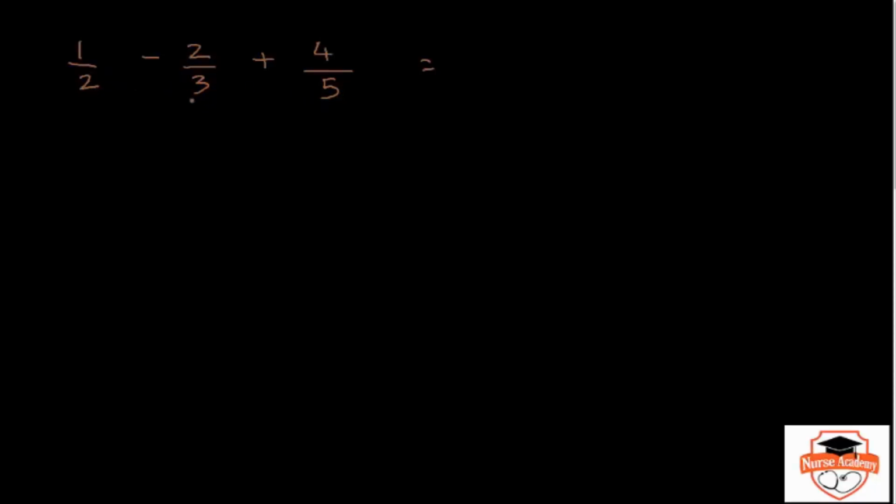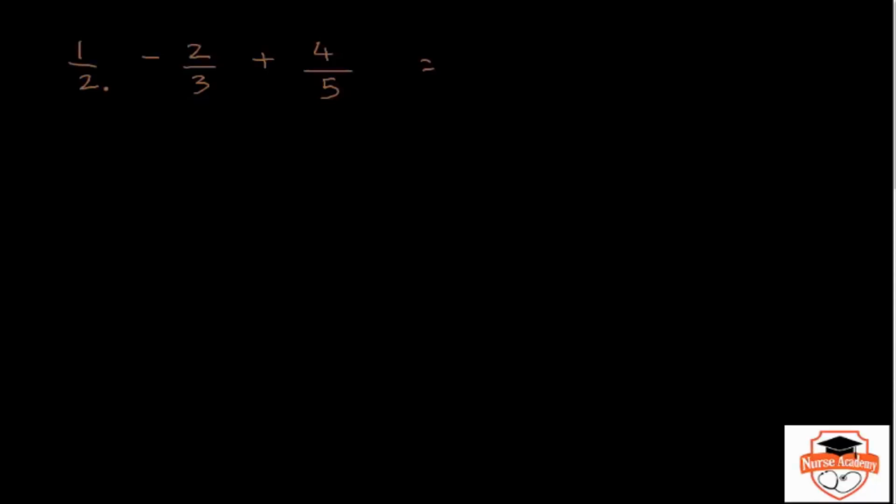Well, the LCM of 3 and 5 is 15, but 2 doesn't go into 15. Therefore, you can't change these numbers to 15. The next best option is 15 times 2, which is 30. 5 goes into 30, 3 goes into 30, and 2 goes into 30 as well.